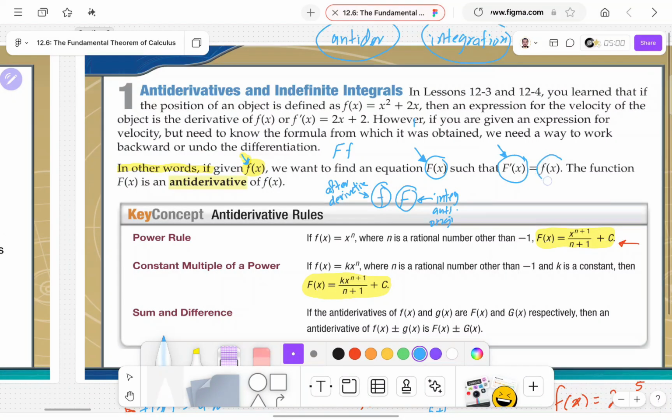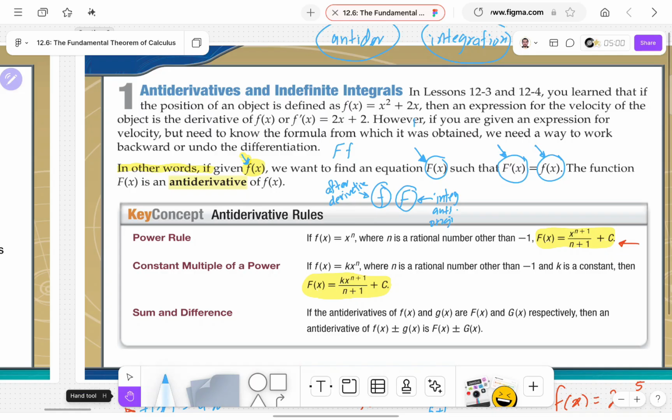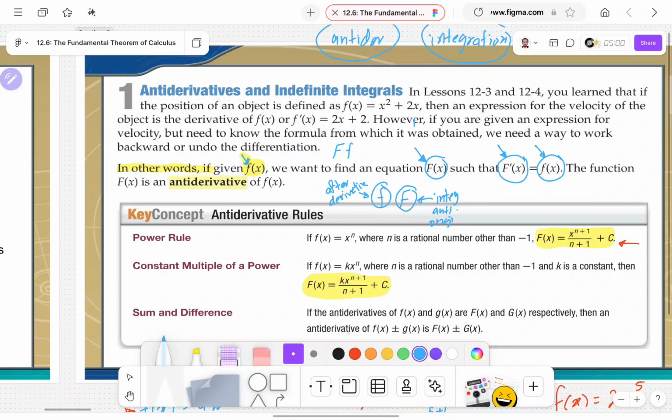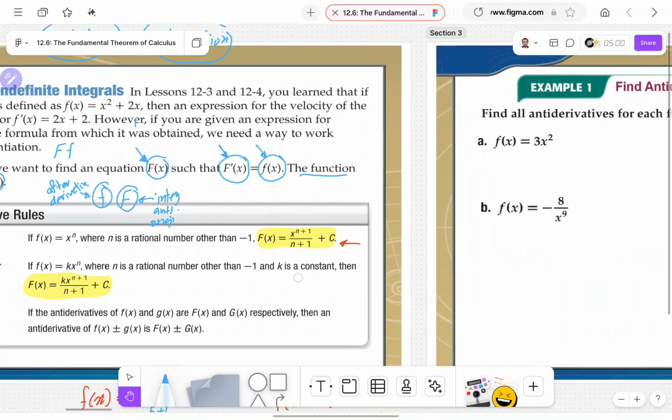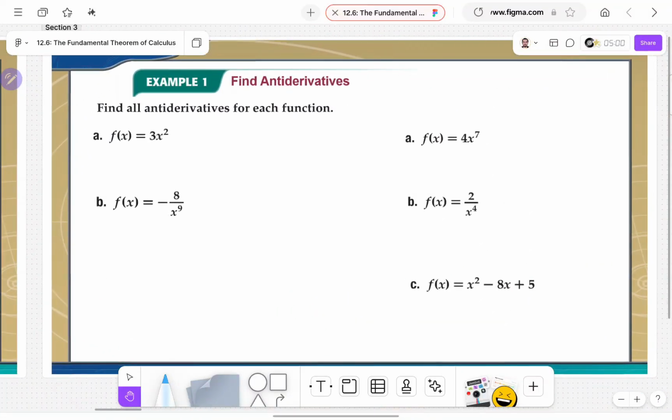Equal to f small x, so after we find the antiderivative. Okay, so now let's call it. Okay, if you continue reading. So the function F capital X is the antiderivative, and f of x small is the derivative. Okay, now let's solve the equation here.